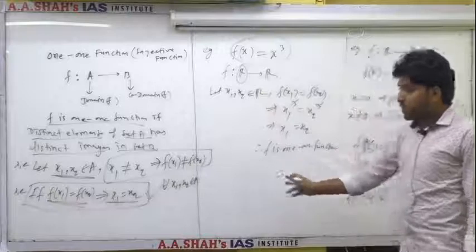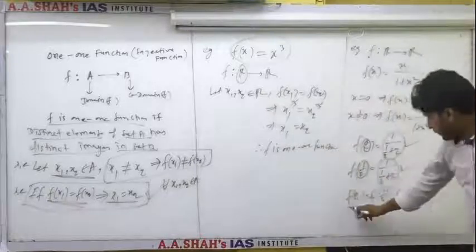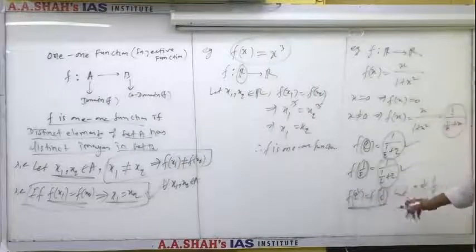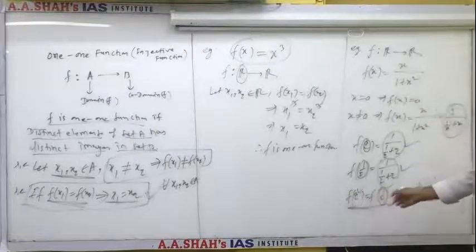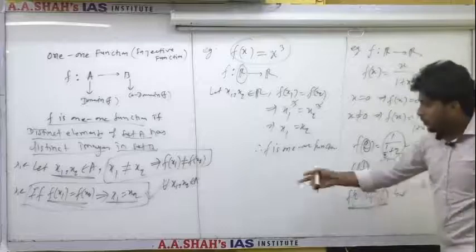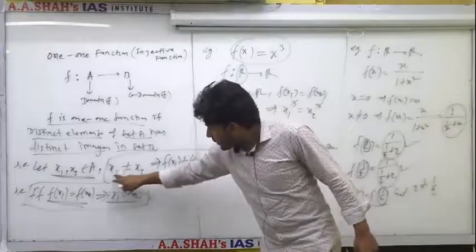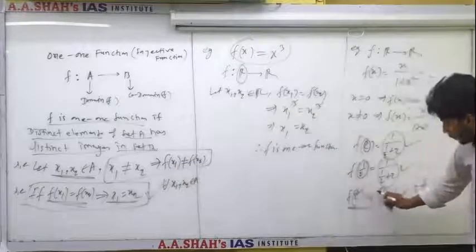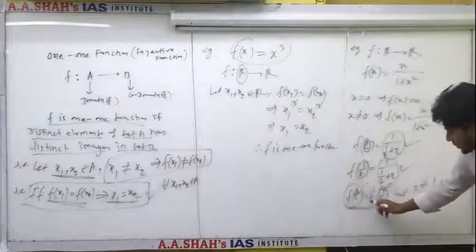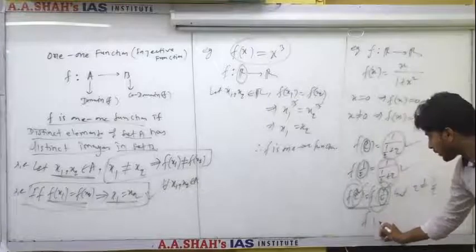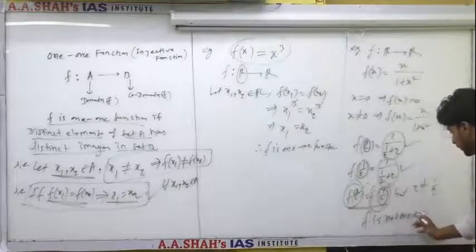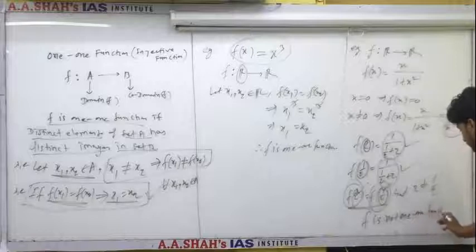But here you get the contradiction of this definition. f(2) is equal to f(1 by 2), but 2 and 1 by 2 are different. So distinct elements, or we can use this definition, distinct elements have distinct images, but we have distinct elements 2 and 1 by 2, but images are the same. So f is not one-one. f is not a one-one function.